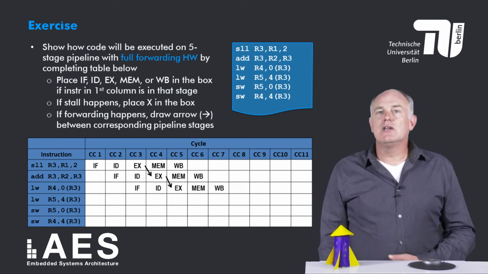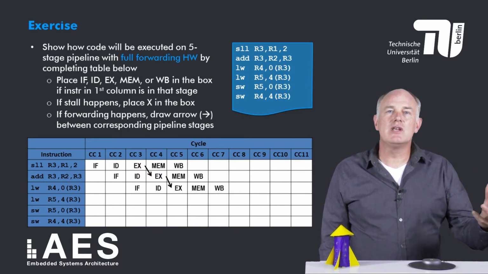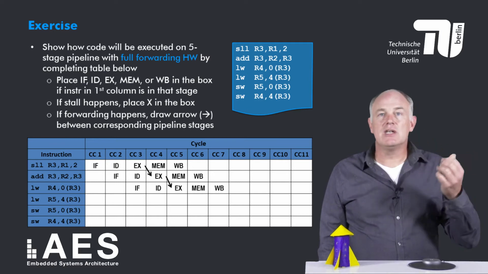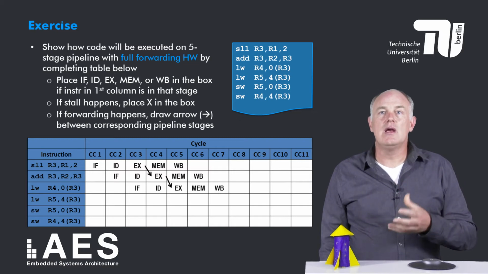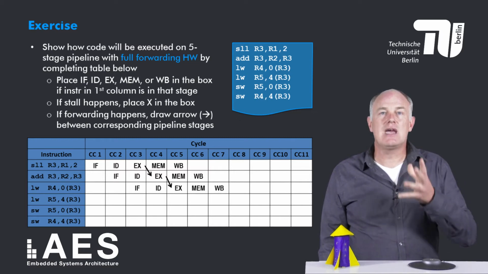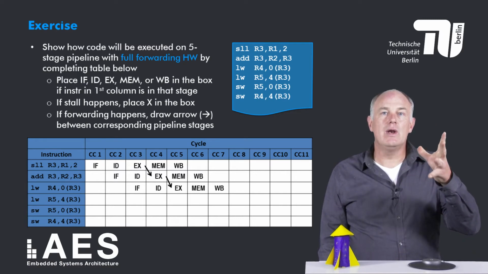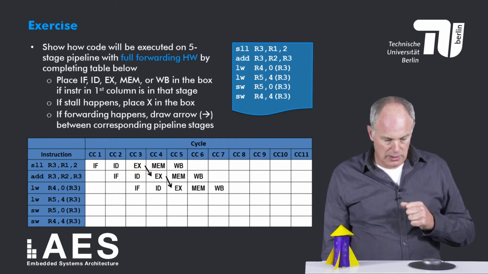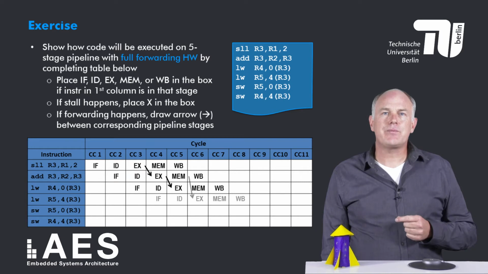The third instruction, the load word R4, 0(R3), is dependent on the second instruction. The result produced by the second instruction in R3 is needed in the execute stage of the load word, since the effective memory address is calculated in that stage. Therefore, again, forwarding happens from the execute stage of the second instruction to the execute stage of the third instruction.